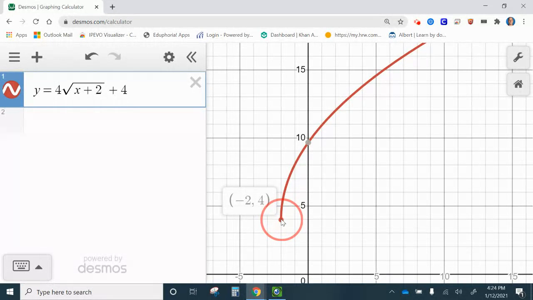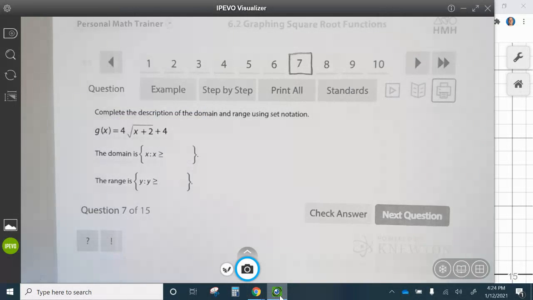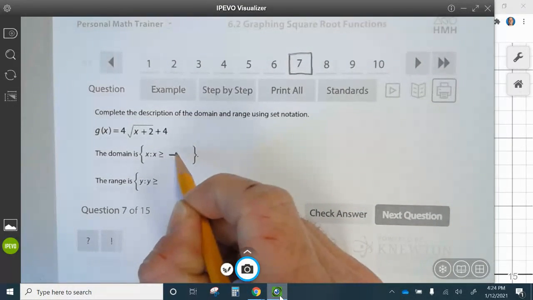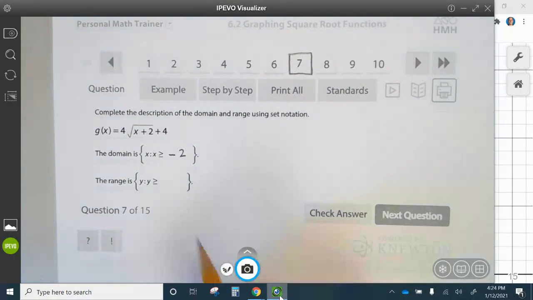So the domain is x greater than or equal to negative 2, and the range is y greater than or equal to 4.